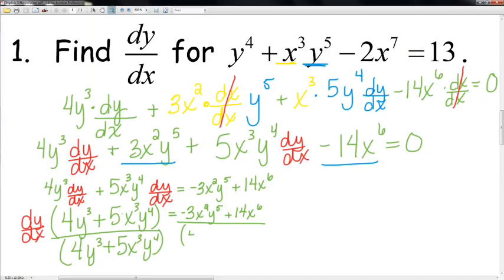Parentheses 4y to the third plus 5x to the third, y to the fourth. And so on the left hand side, these guys will cancel, and that's what I'm left with finally, just my dy/dx. And so dy/dx again means y prime, f prime. So this is the slope formula, kind of like 2x is the slope formula for x squared, for this particular problem.